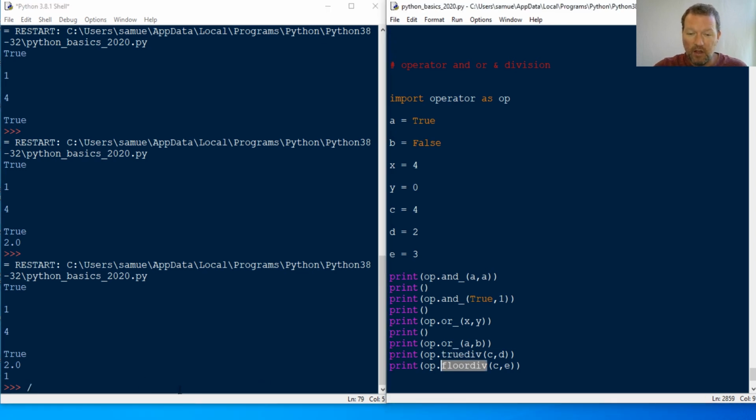I remember the first time I saw true division, I was like, oh, I've always described this as standard. So in the operator module, they refer to it as true division, one divisor, and two divisors is floor division. So there we go, guys.